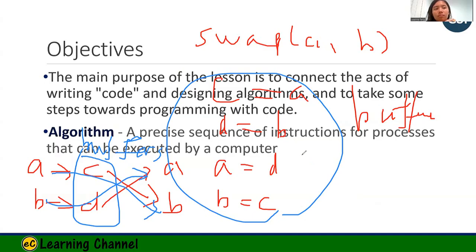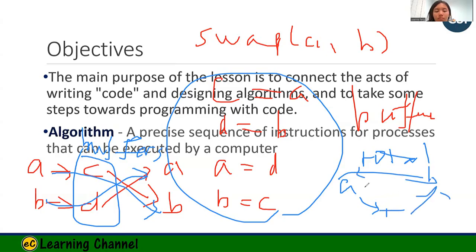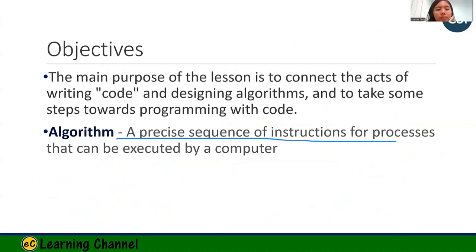So this is another swap algorithm. We call it buffer swap. And in the previous one, using the temp variable, we call it rotational swap. Rotational swap means A assigned to temp, B assigned to A, temp assigned to B. You do rotation. Is that okay? But either way, buffer swap or rotational swap, both will swap. Both are known algorithms. So an algorithm is a precise instruction for a process that can be executed by a computer to solve a problem. It's a known solution. Somebody already invented it, we call it algorithm.